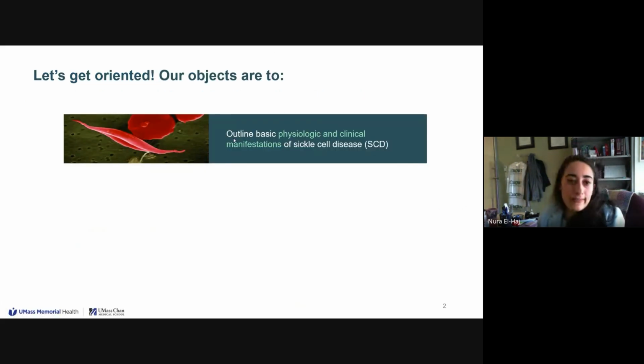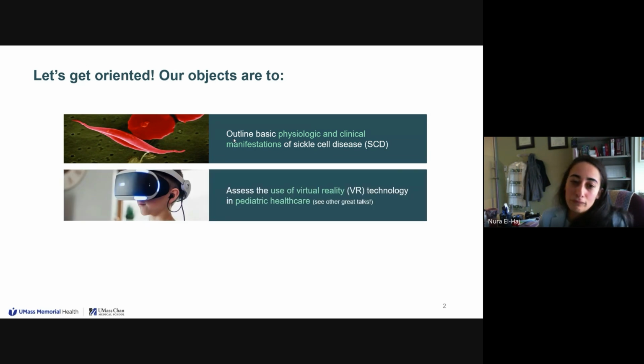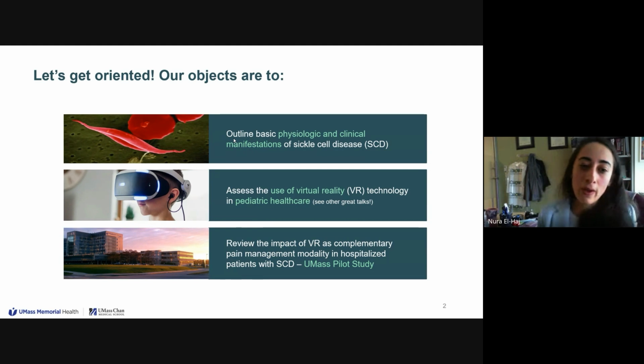So just to get oriented a little bit about what I wanted to get across. I think it's really important to understand, if you have no background in medicine, just what is the patient population we're talking about, and really what this disease is and how it manifests. And then, you all may be familiar, we've had talks about this in the past, but just how VR can be leveraged and used in a pediatric healthcare setting. Other great talks, I won't be spending a whole lot of time on this, but really what I want to talk about is also how we implemented some pain management strategies with the use of virtual reality at UMass in particular.